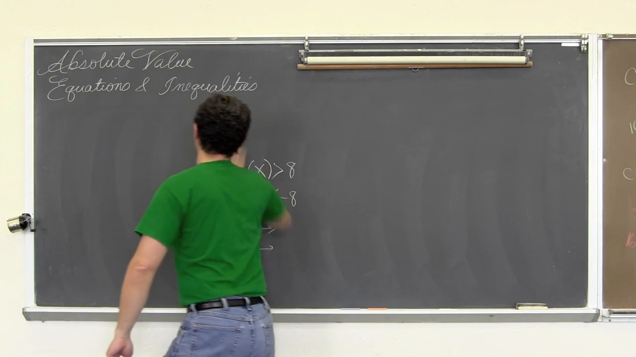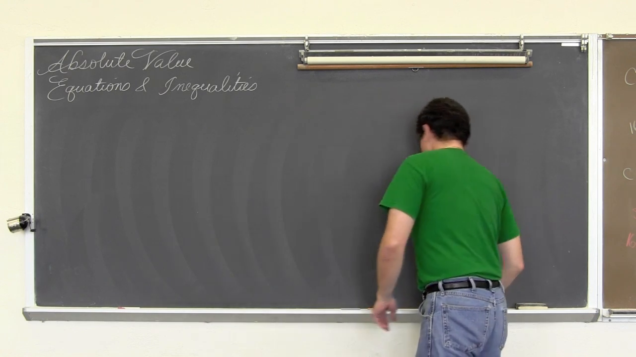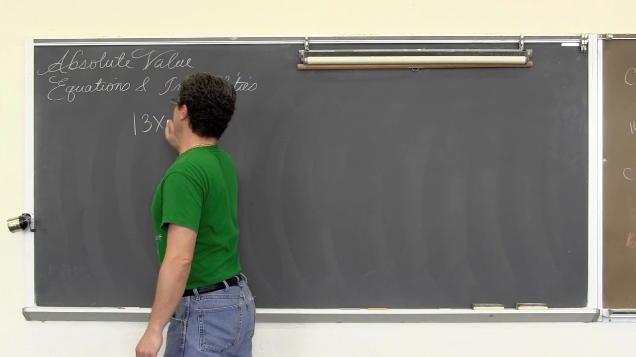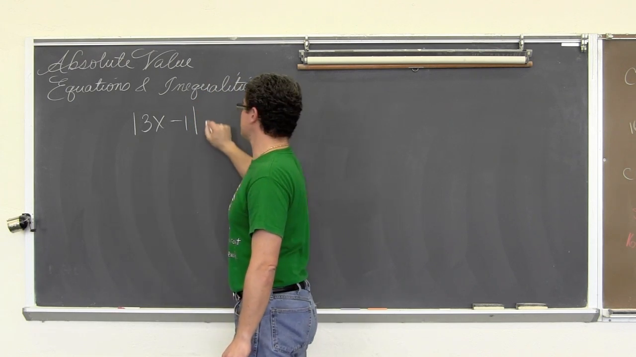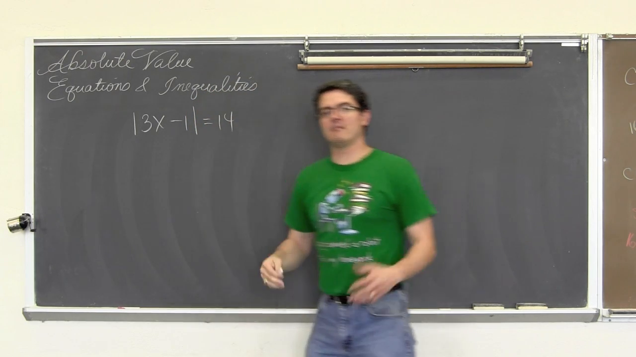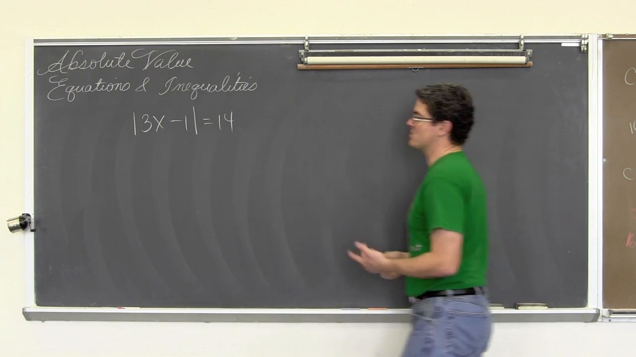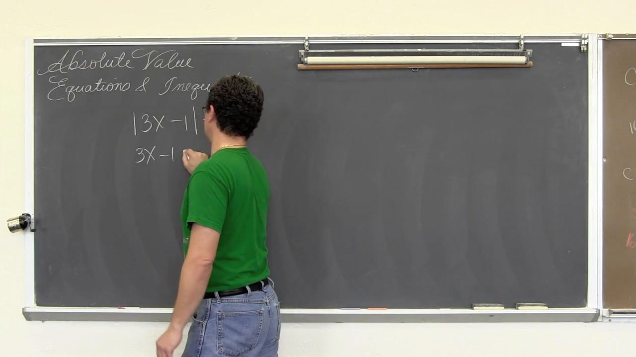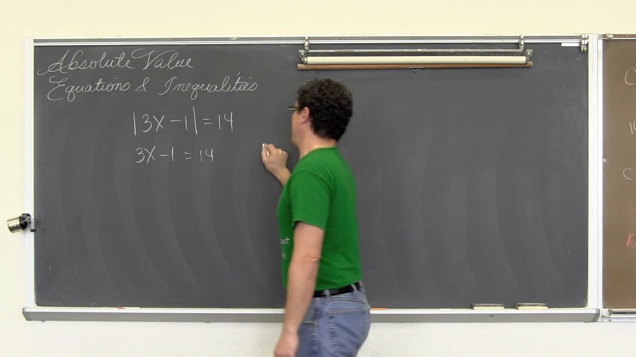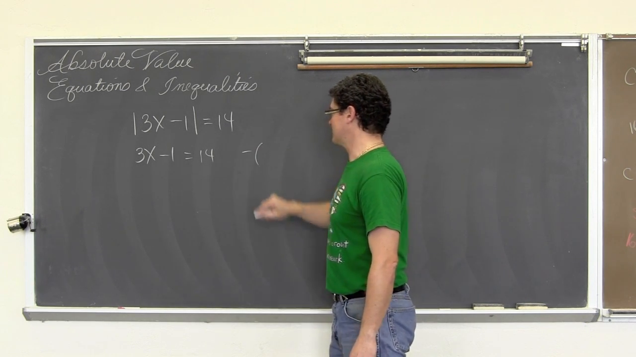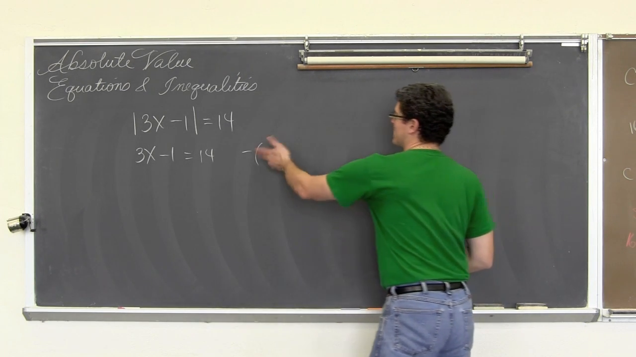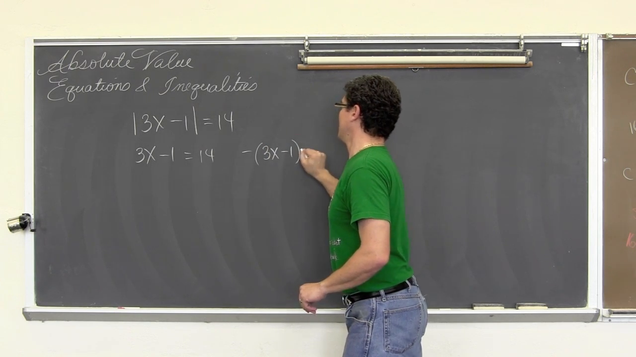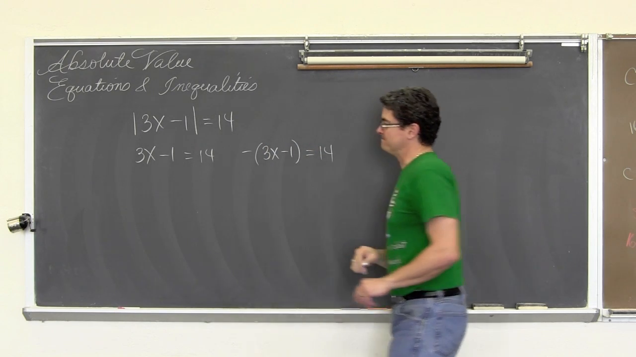So let's get into some meatier questions here. Some that require a bit more work. How about the absolute value of 3x minus 1 equals 14? My absolute value function is already isolated, so I'm going to break this apart and write 3x minus 1 is equal to 14. And in parentheses, take the absolute values out, replace it with a set of negative parentheses. So negative (3x minus 1) equals 14.